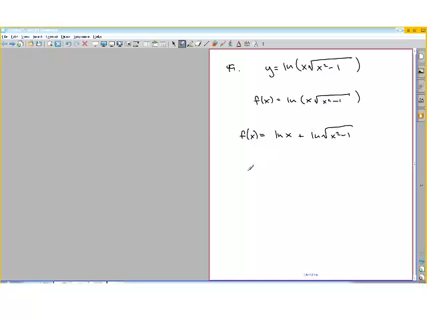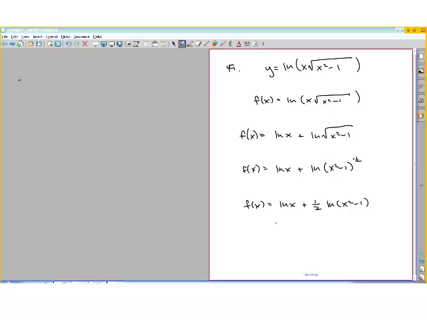Now we can rewrite the second term as a fractional exponent. So this becomes the natural log of x squared minus 1 to the 1/2 power. We haven't finished yet because we have an exponent over the entire argument, so we can bring that outside of the logarithm. So the first term stays the same, and then we get 1/2 times the natural log of x squared minus 1. Now that's where we want to be before we take the derivative.